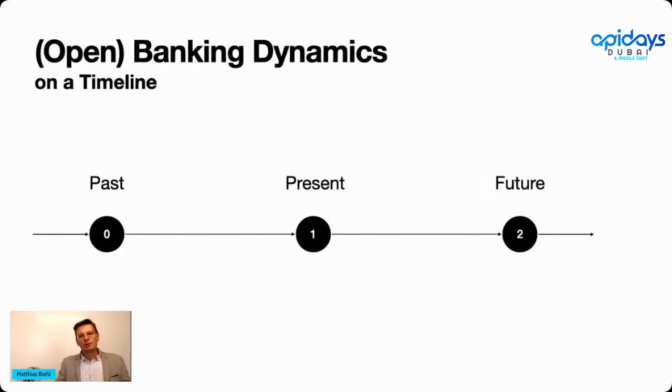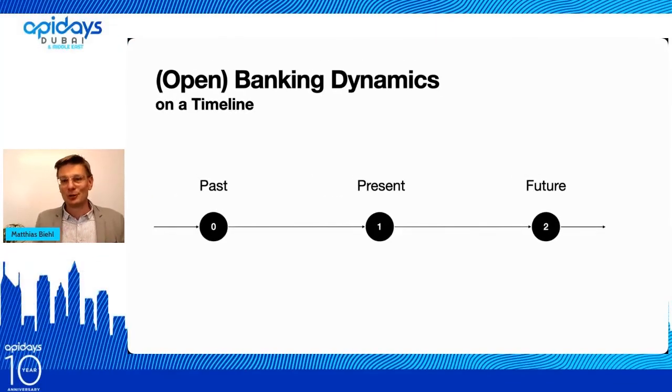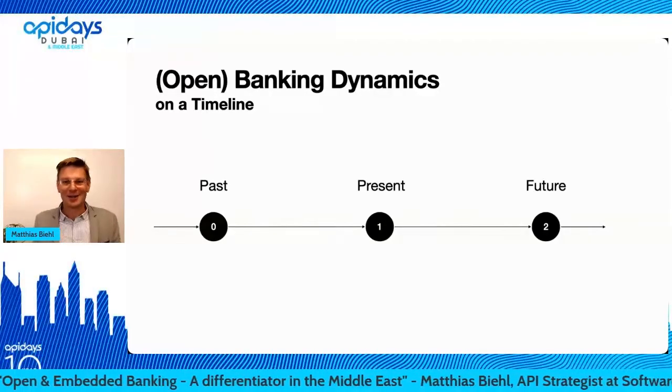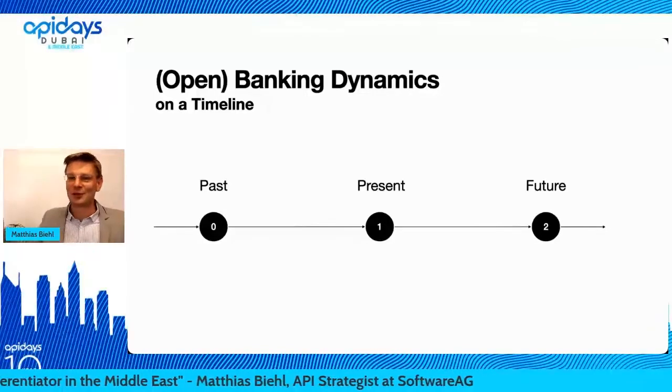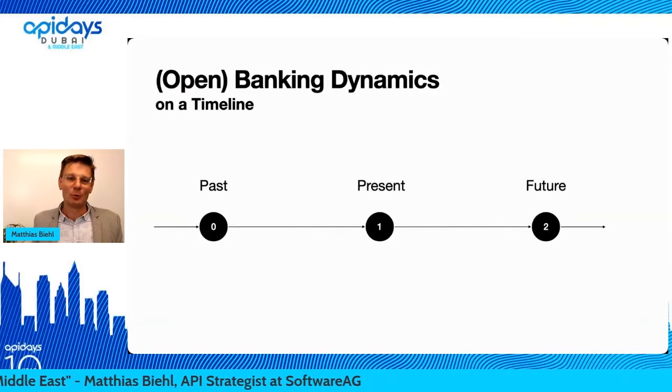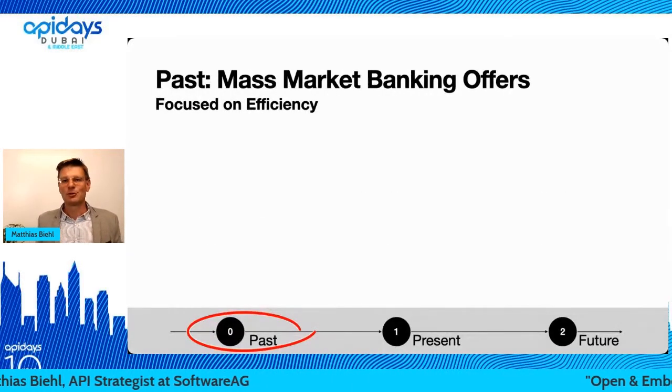Now, what are the dynamics that are playing out, no matter which starting point you have, where we want to understand what the future looks like for open banking and embedded banking? There I have a very simple timeline: past, present, and future. We will look at what happened in the past, what is happening right now at present throughout the world, and then what is very likely to happen in the future for open and embedded banking. So let's start with the past.